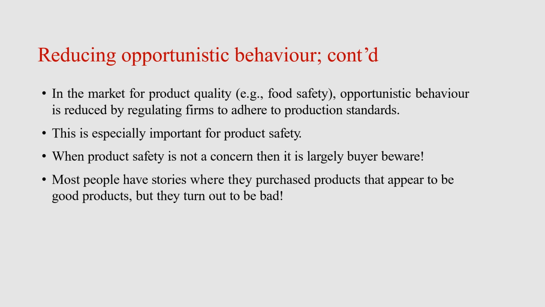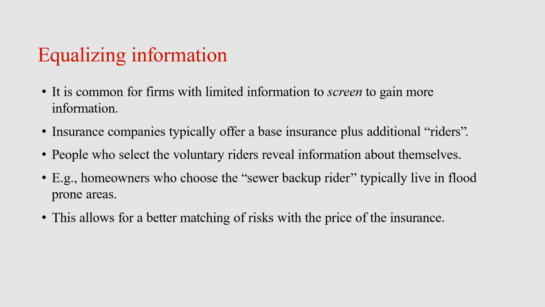Reducing opportunistic behavior, on the other hand, in the market for product quality, for food safety then, opportunistic behavior is reduced by regulating firms to adhere to production standards. This is especially important for product safety. When product safety is not a concern, then it is largely buyer beware. Most people have stories where they purchase products that appear to be good, but they've turned out bad. And of course, the other one that I mentioned about opportunistic behavior was the fact that the government began to do food safety inspection.